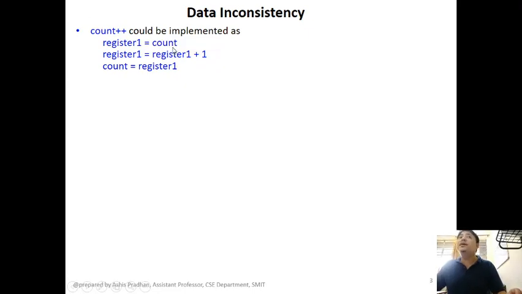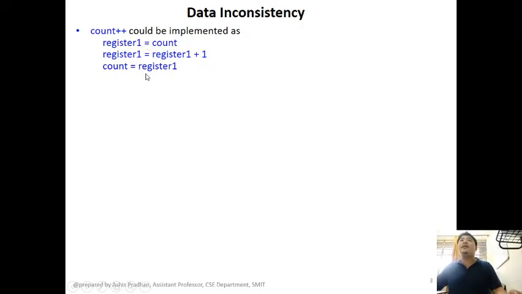So now the content of the count memory location will be copied into register 1. This register is a general purpose register, GPR. After that, whatever value resides in register 1 will be incremented by 1 and assigned to register 1, basically replacing it.